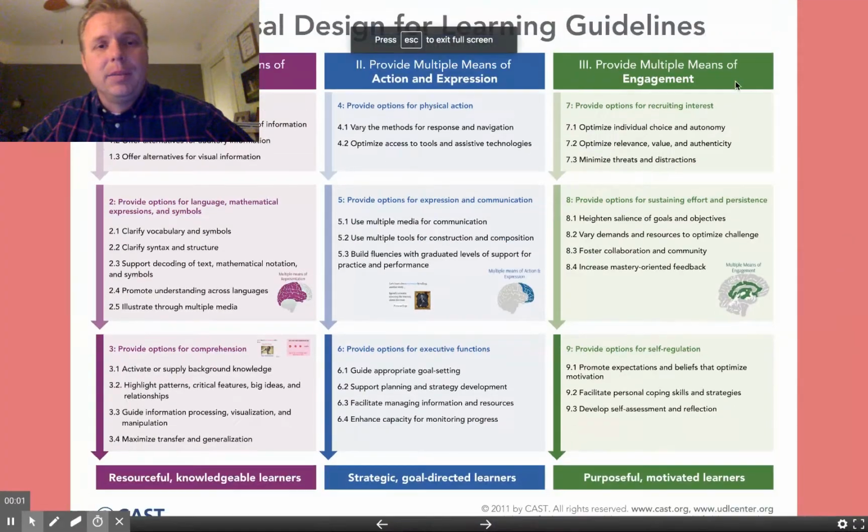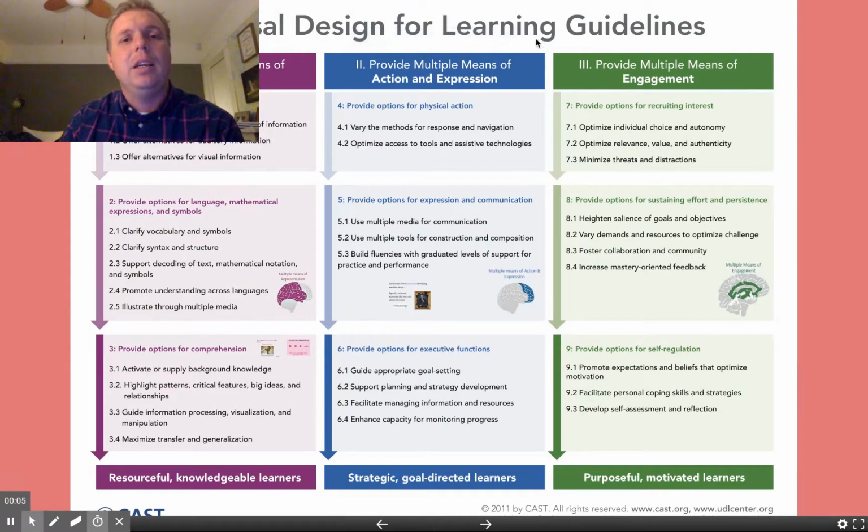All right, everybody, we're back. So hopefully you got a chance to reflect a little bit on our Padlet. Now we're going to look at the guidelines for Universal Design for Learning.